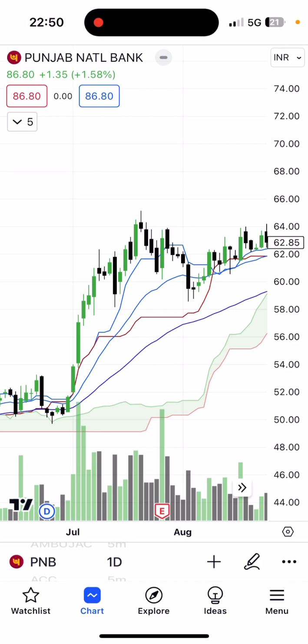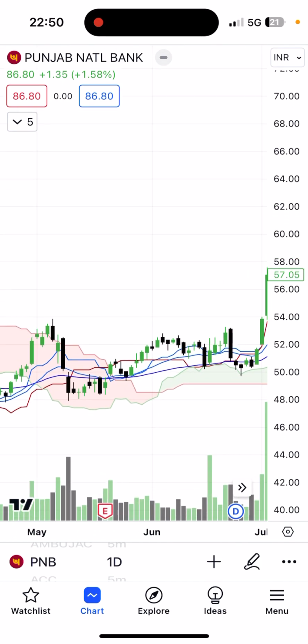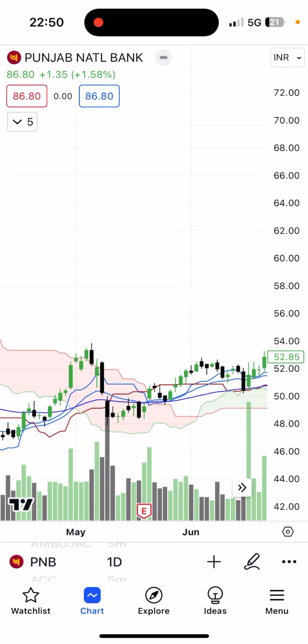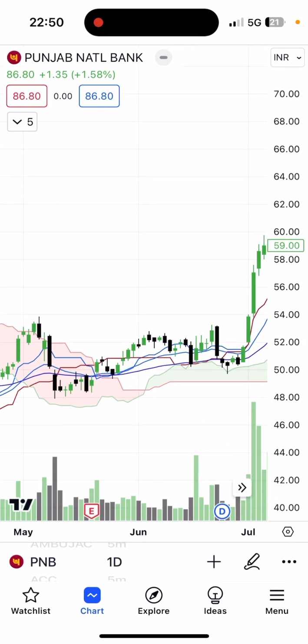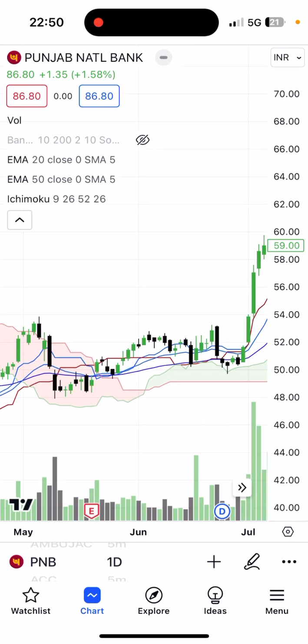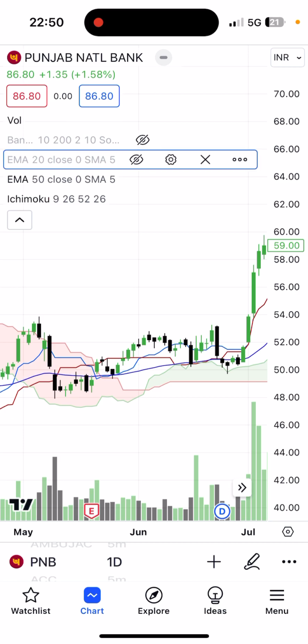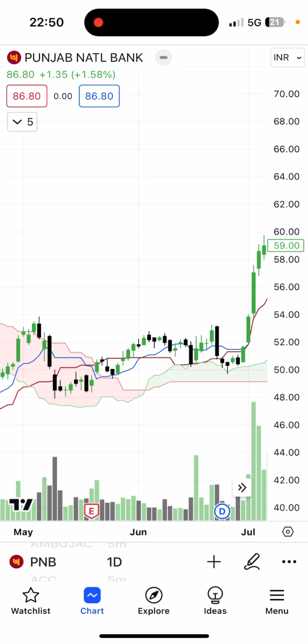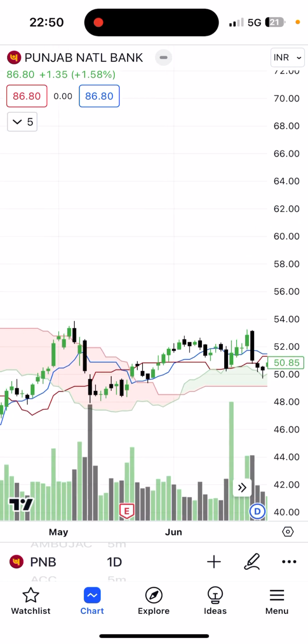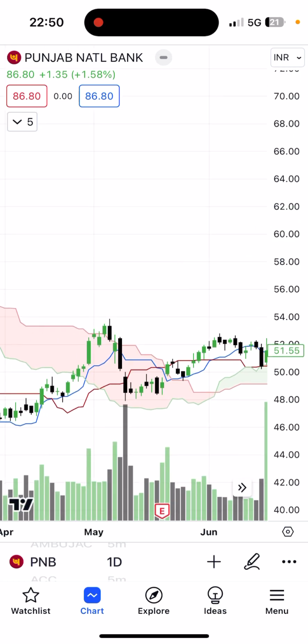Hope you're okay. Today we will discuss some more tips on trading using the Ichimoku indicator. So here I will keep only the Ichimoku indicator. I have the 20 EMA and 50 EMA; I'll hide them. We will discuss them later on.